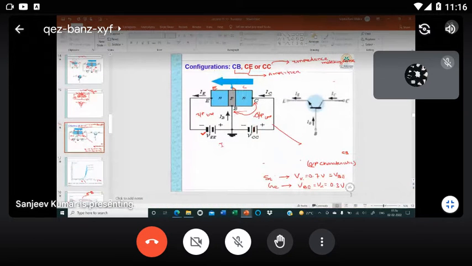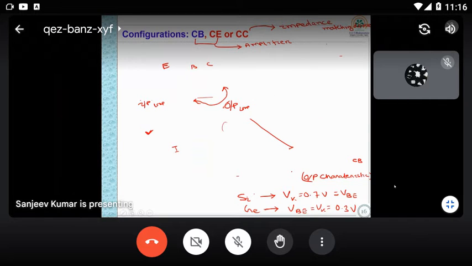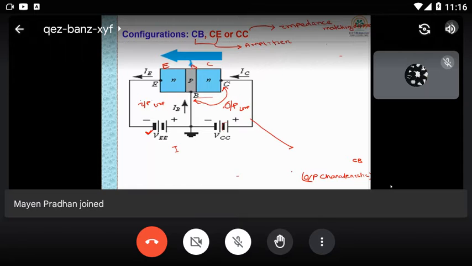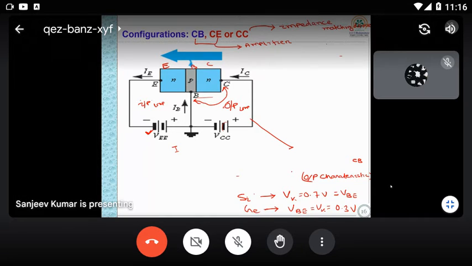So in the previous class, we started with BJT transistor configurations, and I told you there are three configurations: common base, common emitter, and common collector. The word common base means the base is common to both input and output. For example, here it is common to both the emitter and collector ends. Similarly, in common emitter, the emitter would be common, and in common collector, the collector would be common.